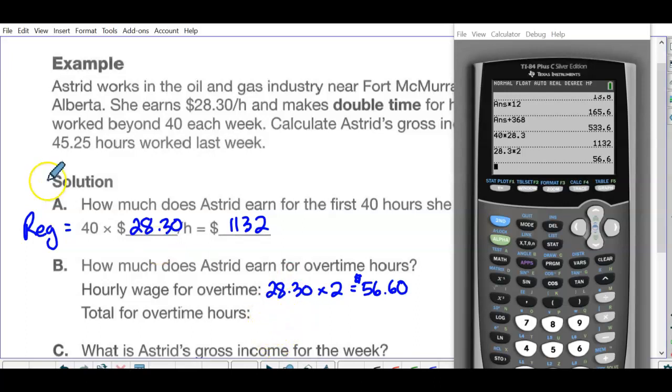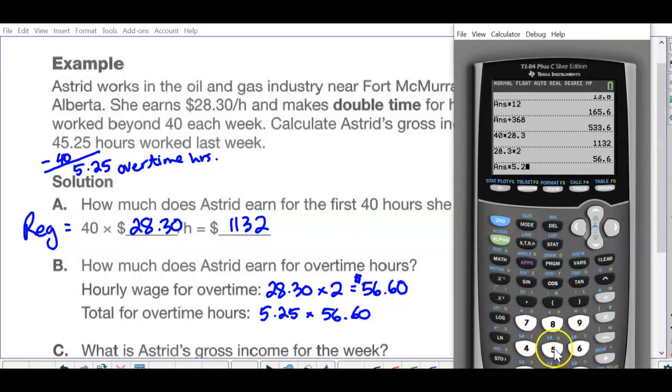So now we have to subtract our 40 hours. So how many overtime hours? 5.25. Okay, so 5.25 times $56.60. 56.60 is still in my calculator, times 5.25 is $297.15.